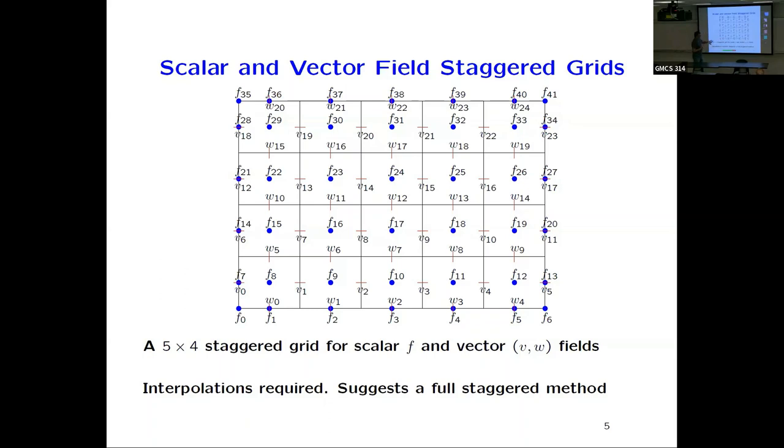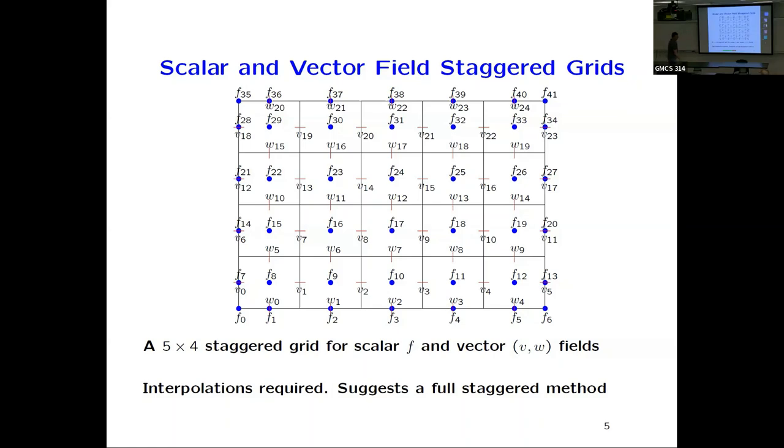Vector fields have information on the faces. When you have a vector field in two dimensions, you have two components, horizontal component and vertical component. The horizontal components of the vector fields are with letter V, and they are defined on these places. And the vertical ones are defined also on these places. So it is a little bit elaborated. This is a staggered grid. As I said, there are certain quantities, scalar fields on the centers, basically, and vector fields on the faces.